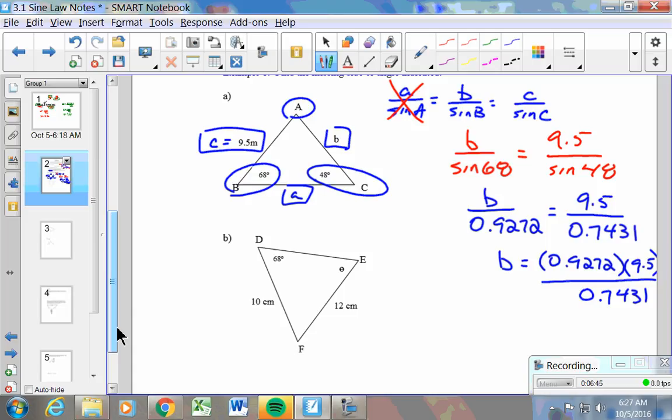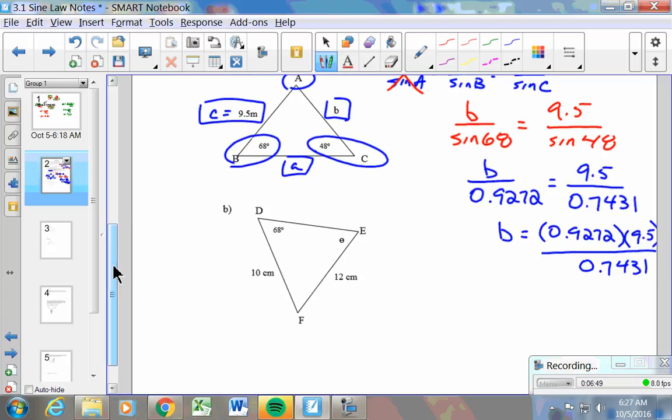And looking at our question, c was one decimal place, so let's find little b to one decimal place. So the length of side b to one decimal place would be 11.9. 11.85 rounds up to 11.9, and these are in meters.